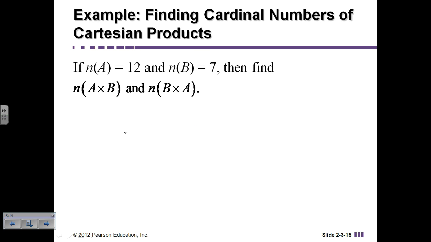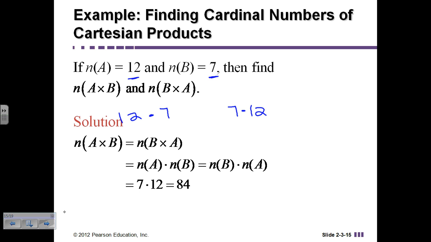So if I say the cardinal number of A is 12 and the cardinal number of B is 7, then the cardinal number of A cross B would be 12 times 7. And again, you'll notice that the cardinal number of B cross A is the same thing. It would be 7 times 12, which no matter which way you do it, it's 84.